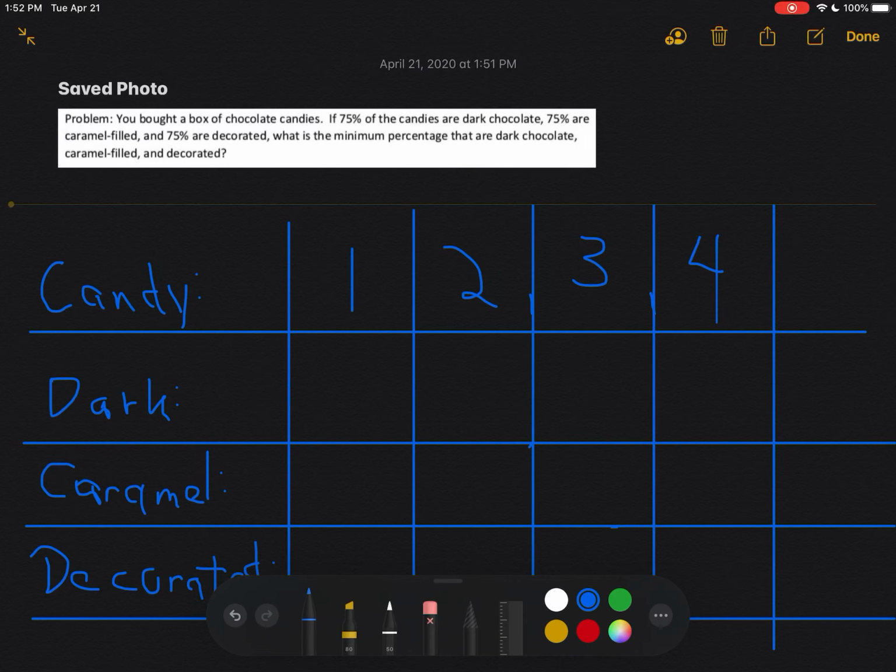Okay, so 3 of them are dark chocolate. Okay, let's say it's these 3 that are dark chocolate. Now, we're trying to figure out the minimum percentage that could be all 3. So when we switch over to caramel filled, I want to double up on as few of these as possible. So for sure, I'm going to pick 4, but then with my other 2 marks, I have to pick 2 that are already dark chocolate.